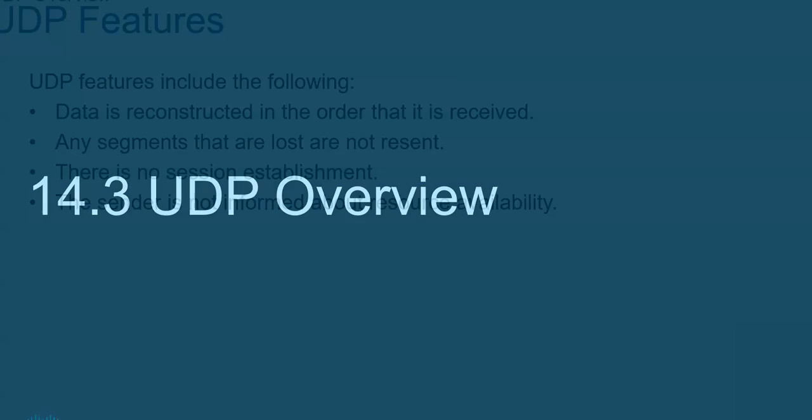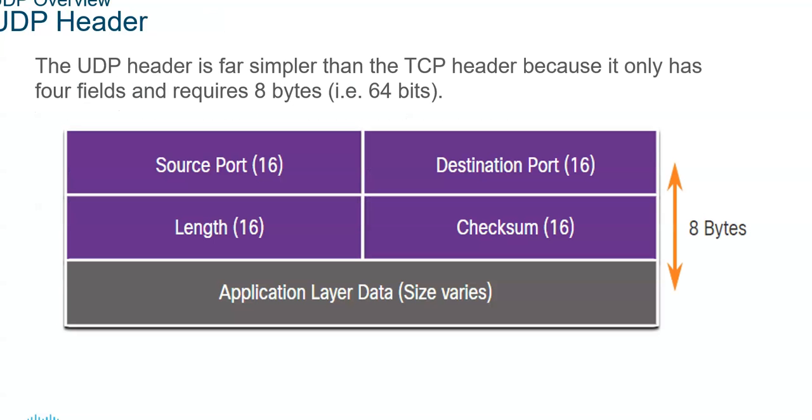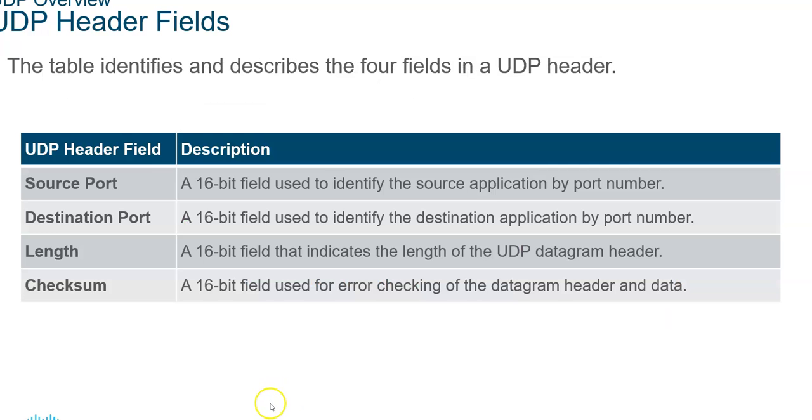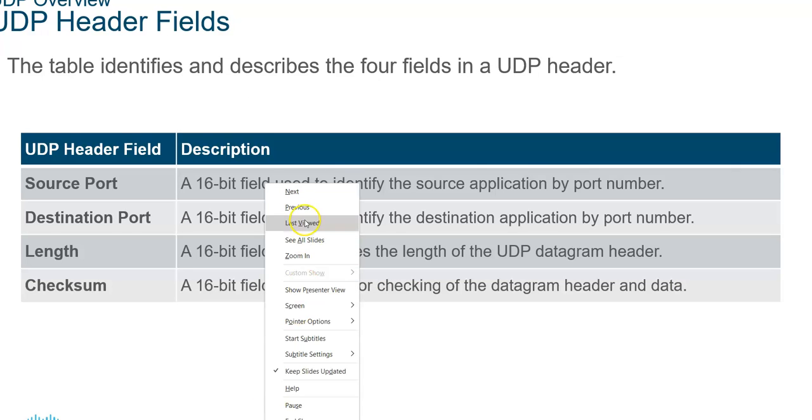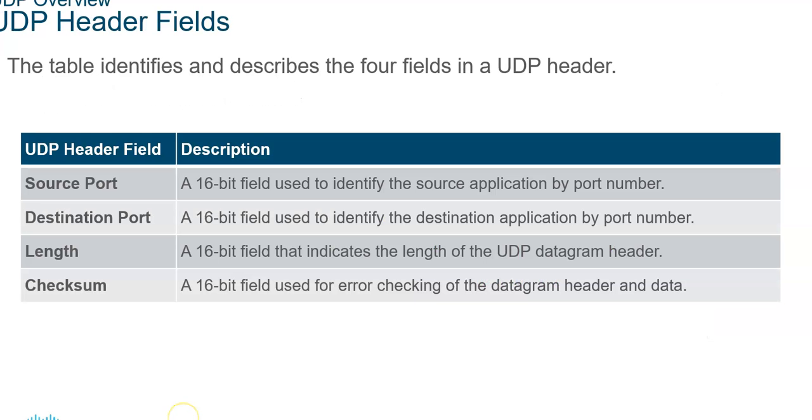Moving on to UDP, it is characteristically simple. Note these features. This is the UDP header. It is much simpler than TCP. Notice source port, destination port, length, and checksum. Compare this to the header of TCP.